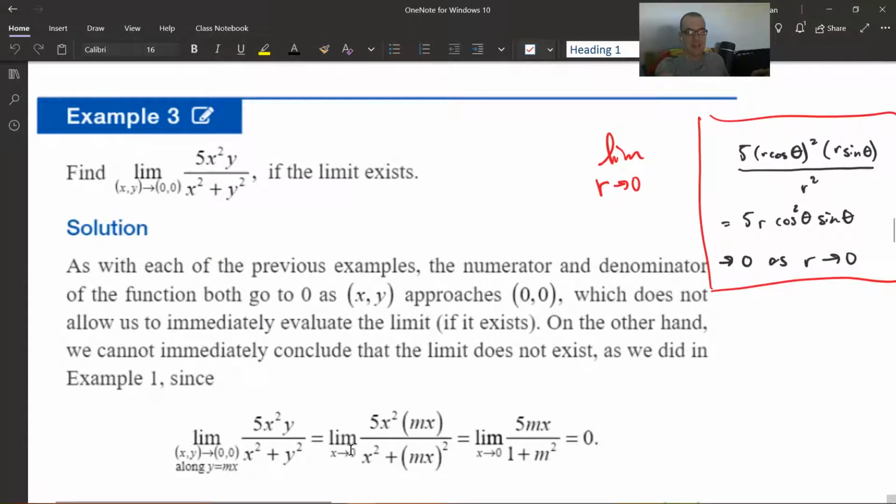Even though all of these work out to be 0 in the end, because as we make x go to 0, the numerator goes to 0, the denominator just stays 1 plus m squared, and since the numerator is 0, the whole fraction is 0. Even though all these lines work, it doesn't necessarily guarantee that the overall limit exists. And I'll show you that soon in the bonus example at the end.